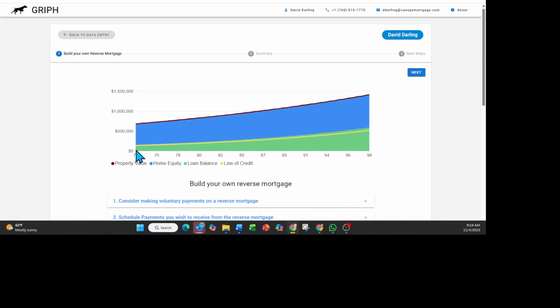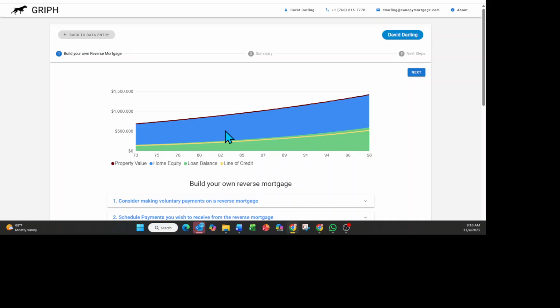The green is their loan balance. We're paying off that $125,000 plus fees. That'll be the initial loan balance. And it will grow over time because they're not making any mortgage payments. So the interest and the FHA insurance will be added on to the loan balance every month. Their line of credit starts off pretty close to that same amount as the loan balance, and that will also grow over time at the same rate that the loan balance grows.